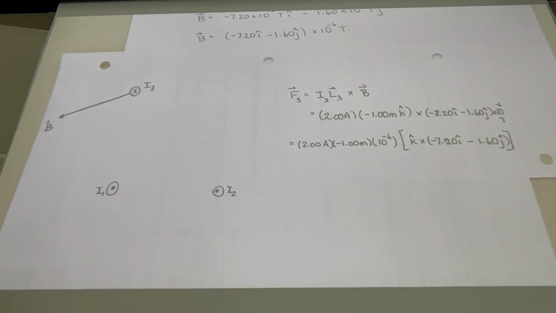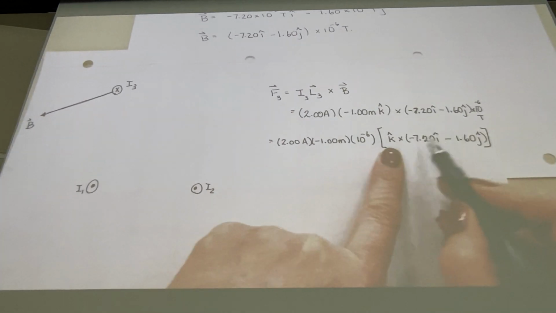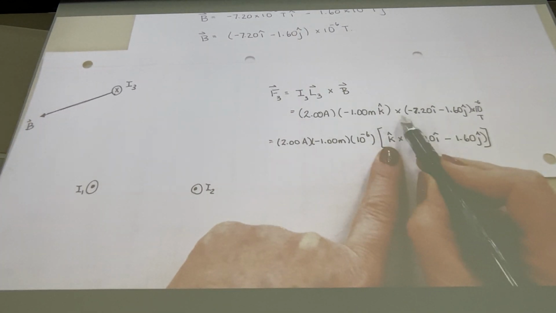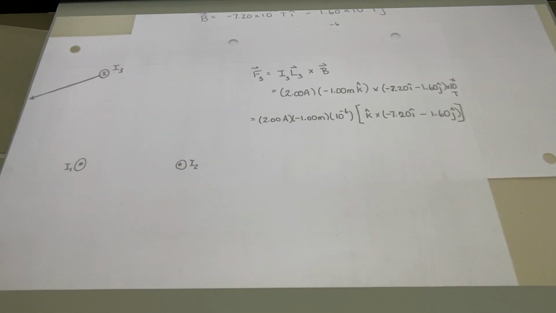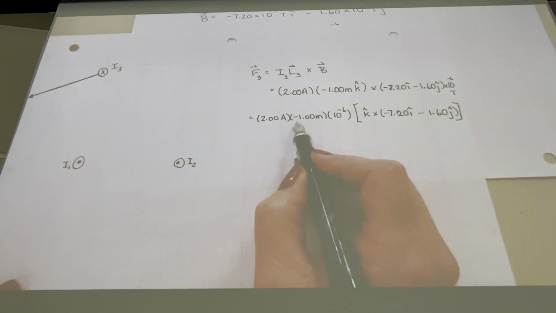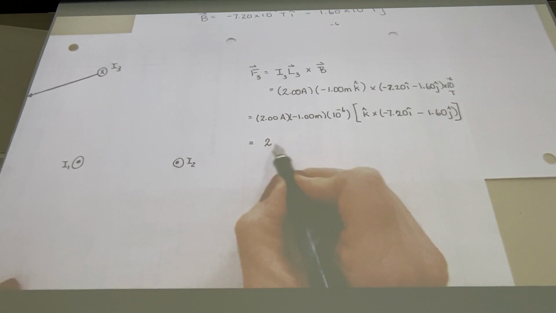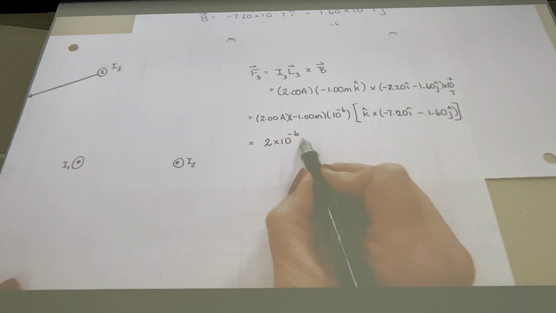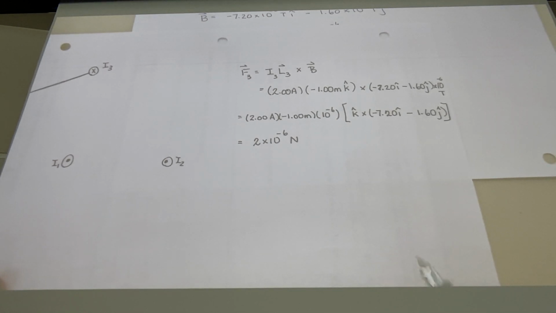Okay, so this was just a little bit of algebra. I took my 10 to the minus 6 and I moved it up here towards the front, and I've got my K hat here crossed with my bits of my magnetic field. So I just pulled my 10 to the minus 6 up towards the front, and I put my K hat inside of a bracket. So let's do this next part. 2 times minus 1 times 10 to the minus 6. That's minus 2 times 10 to the minus 6. Our units are the units for force, so those are going to be newtons.